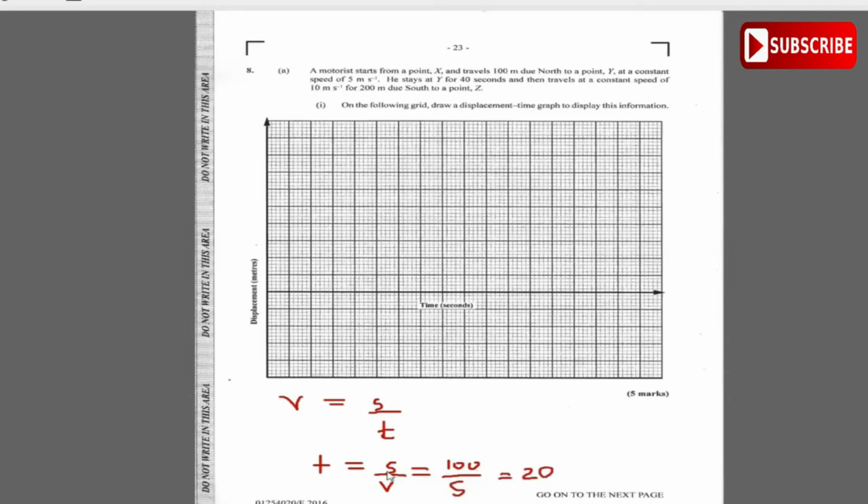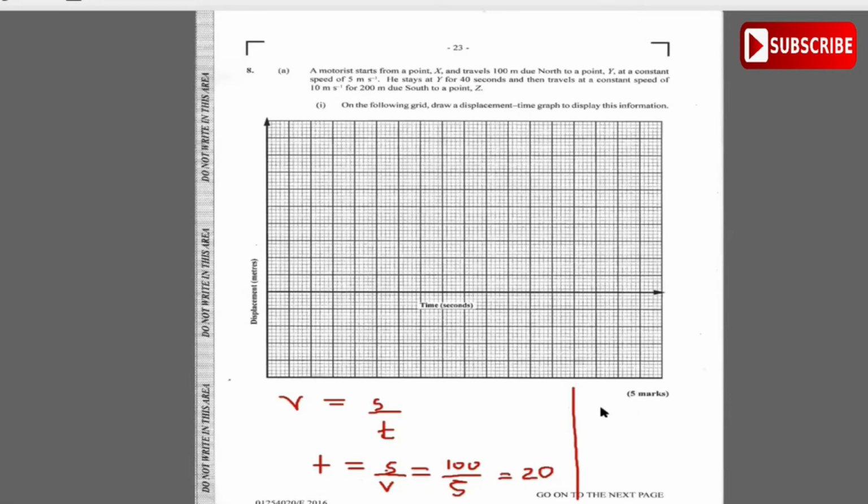All right, so this here says an S, and this here says a 5. And no, there's no distinct difference, but this is S, this is 5. So it takes 20 seconds for him to travel the first 100 meters. Then he stays at Y for 40 seconds. Then he travels at a constant speed of 10 meters per second for 200 meters. So again, we need to work out the time for the last part of his journey.